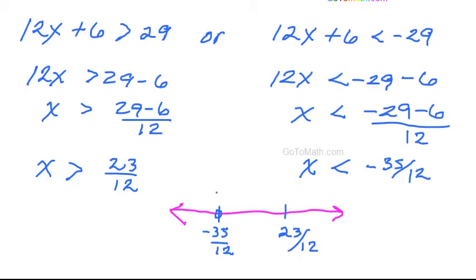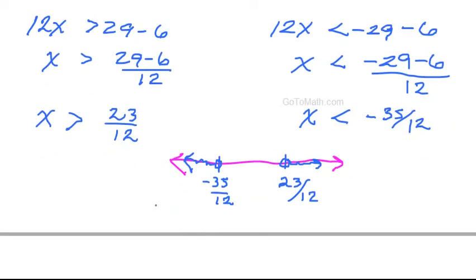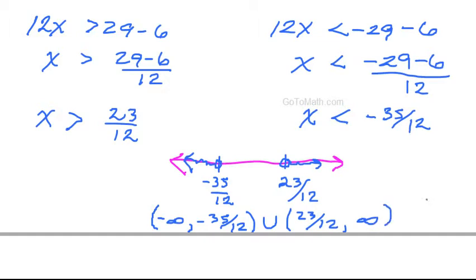Okay, so we don't include it, so it's everything to the left of it and everything to the right of 23 over 12. Okay? And I wonder if I can sneak this in right down here before that page break. So we put a parentheses here because we're not including it, union, and then 23 over 12 to infinity. Okay?